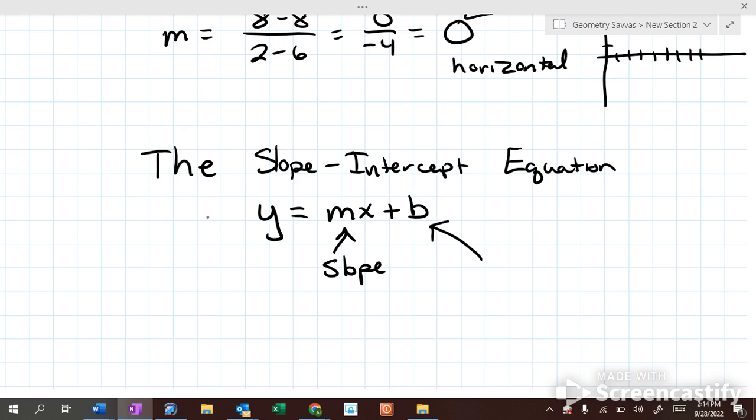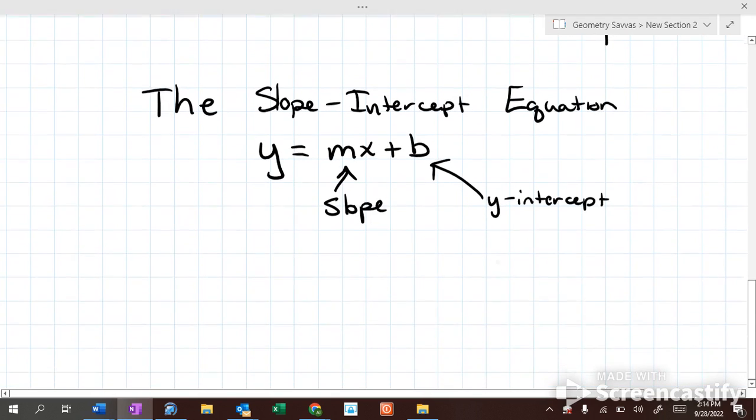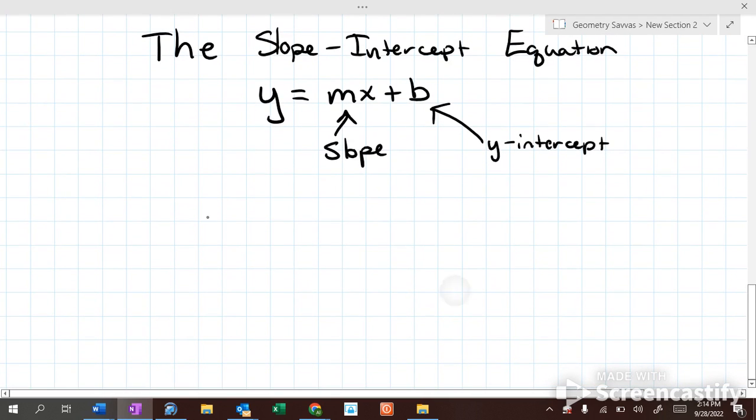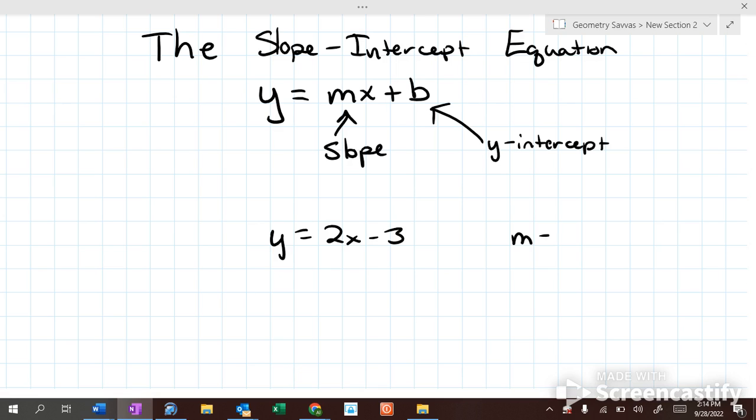Not exactly the starting point. That's the y-intercept. You could say where you start from on the y-axis. Yeah, that would work. So y equals mx plus b. So if I had y equals 2x minus 3, my slope would be 2. My y-intercept would be negative 3.